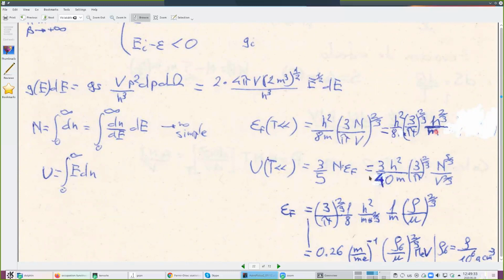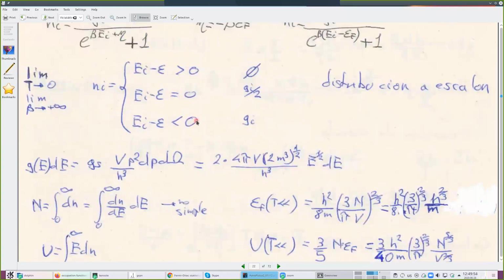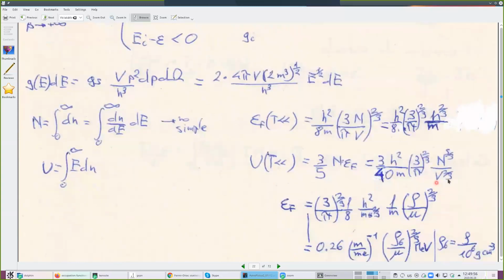The total internal energy is considered for T going to absolute 0, because this is the only case when you can have the effect of total degeneracy. When you have this situation, you have this relation: the total energy depends on the total number of particles to the 5/3 power.